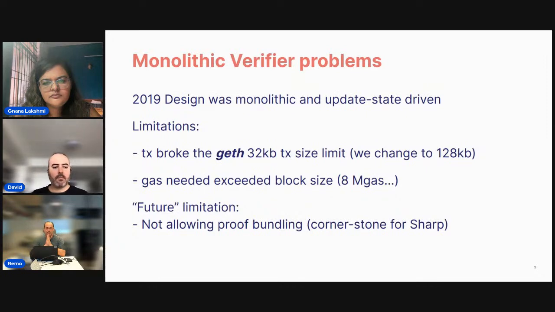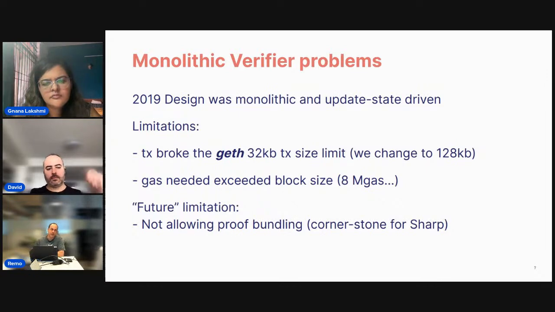And also, not as quickly, but immediately thereafter, we would also hit, by that time, the 8 million gas block limit. So it was just not big enough to contain one batch of proof. So we had to find a way to go around that.